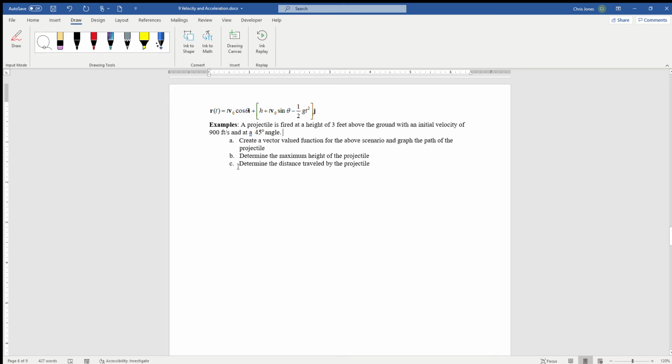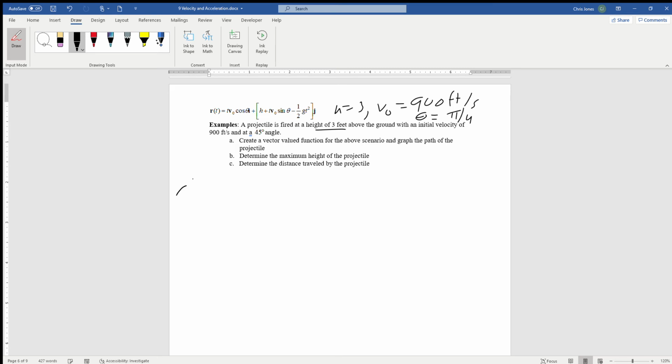So if we do this, all we need to know is that in the problem we're given the initial height, so h is equal to 3. We're given the initial velocity, v naught, which is 900 feet per second, and then we're also given the angle theta, which is going to be 45 degrees or pi fourths. To create a vector value function, we're just going to substitute all those values back in and simplify.